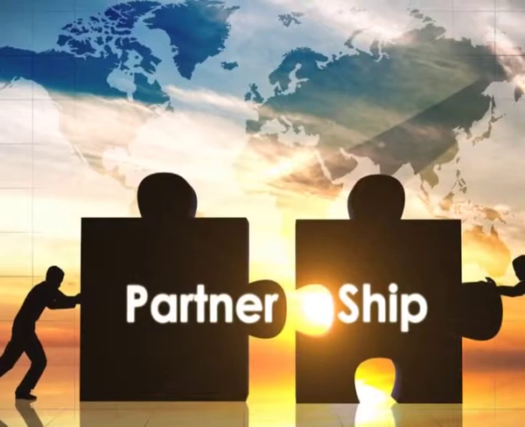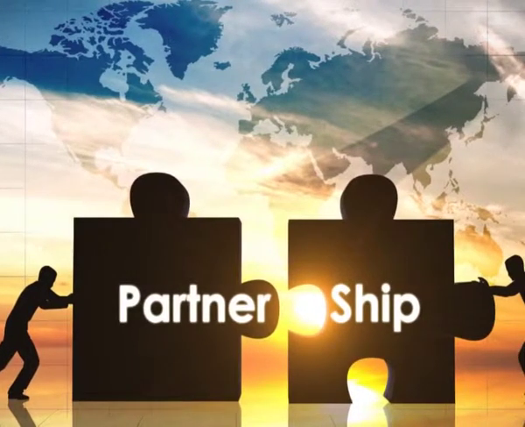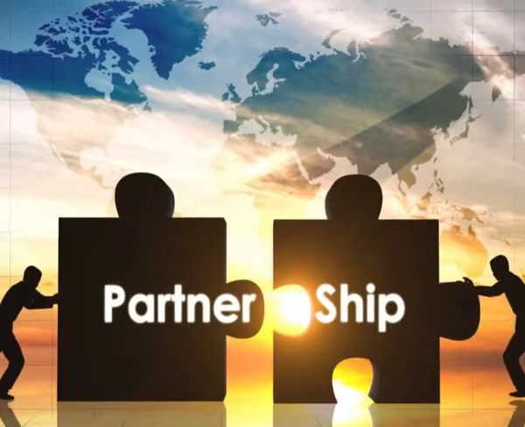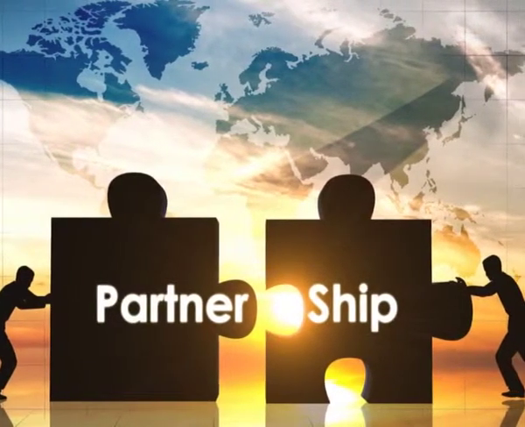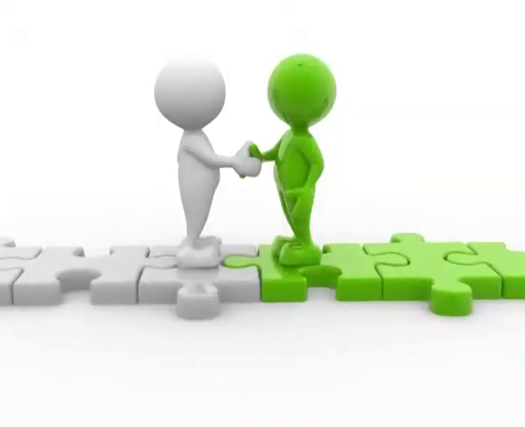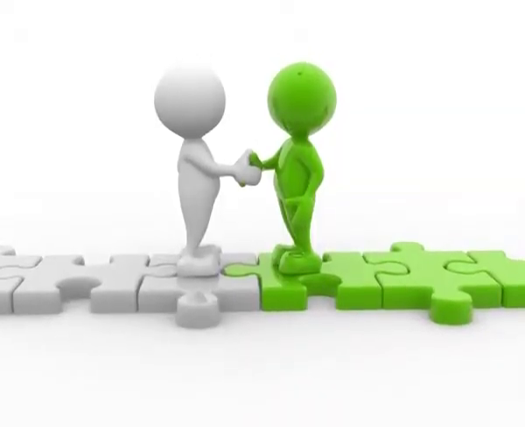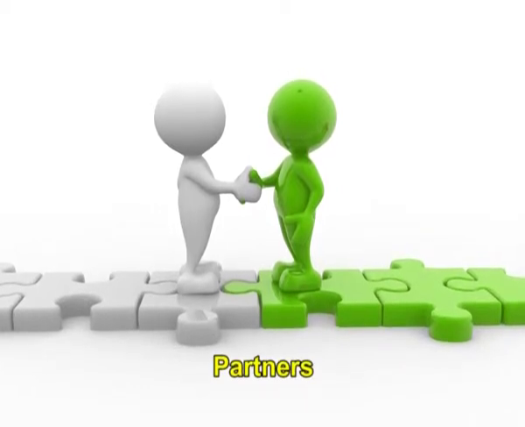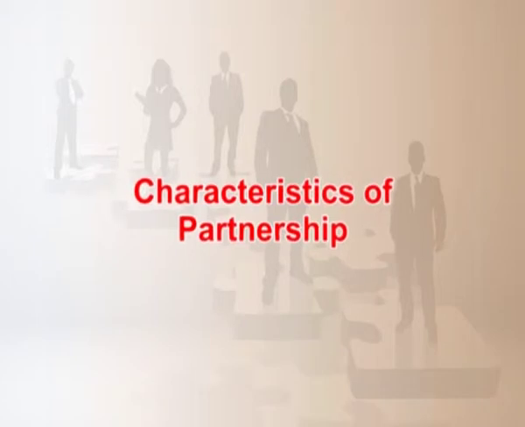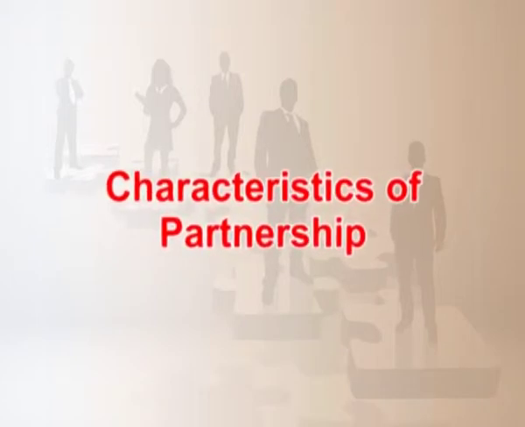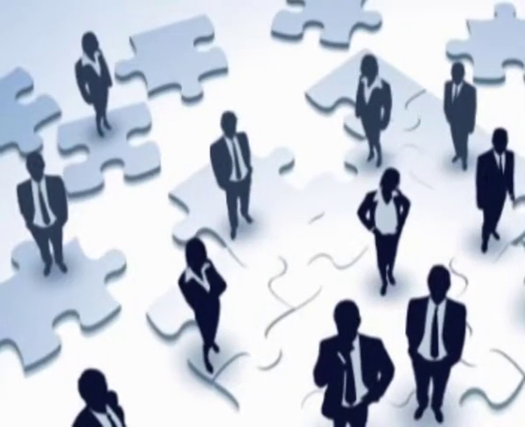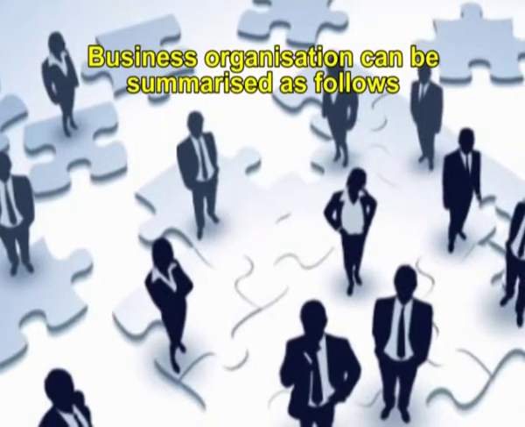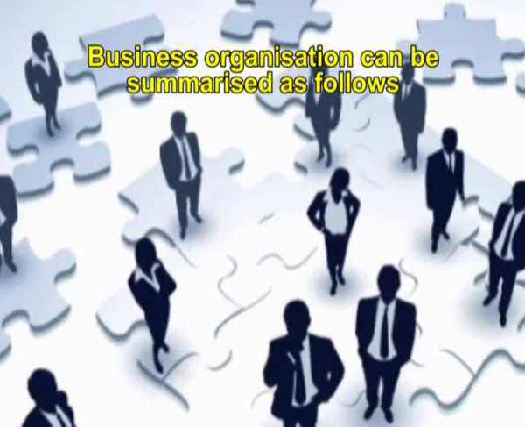Now, partnership is an association of two or more persons who pool their financial and managerial resources and agree to carry on a business and share its profit. The persons who form a partnership are individually known as partners and collectively a firm or a partnership firm. Now, what are the characteristics of partnership firm? Based on the definition of partnership, the various characteristics of partnership form of business organization can be summarized as follows.